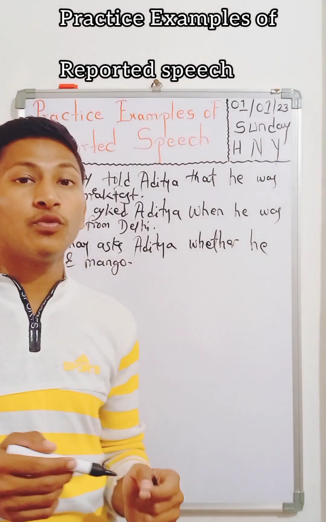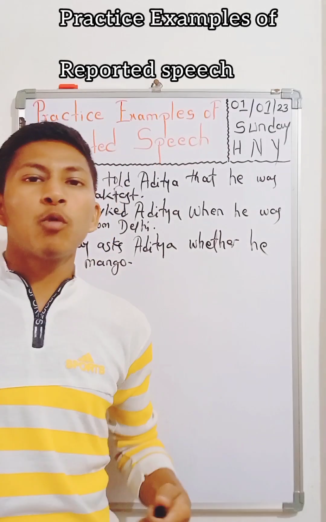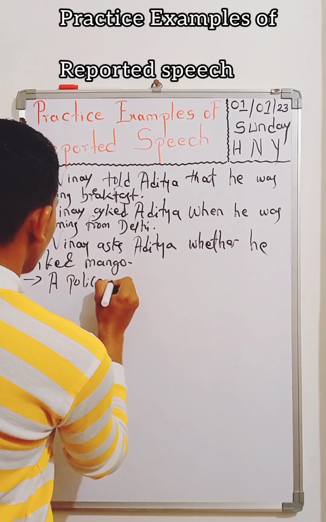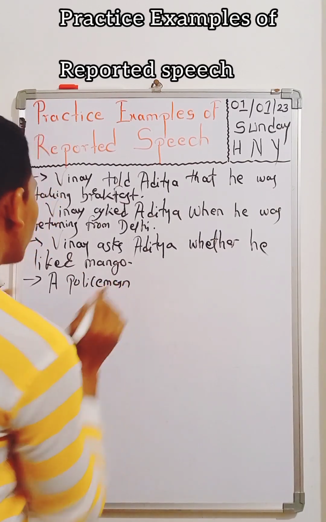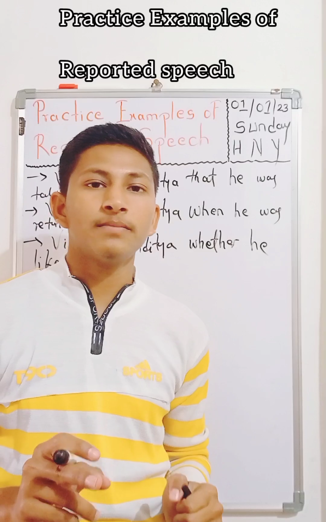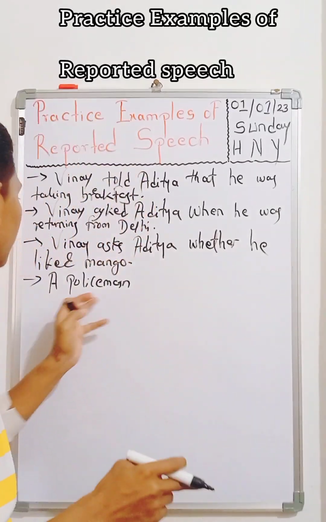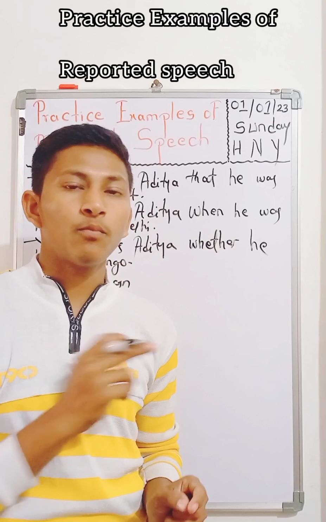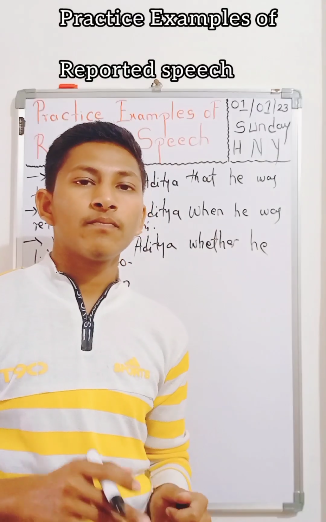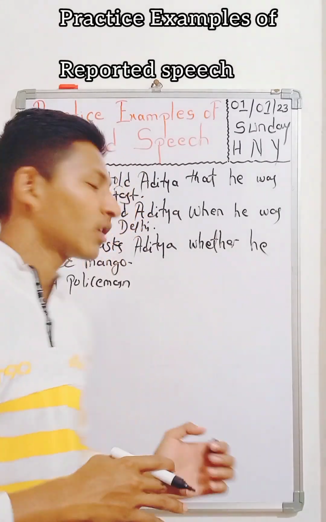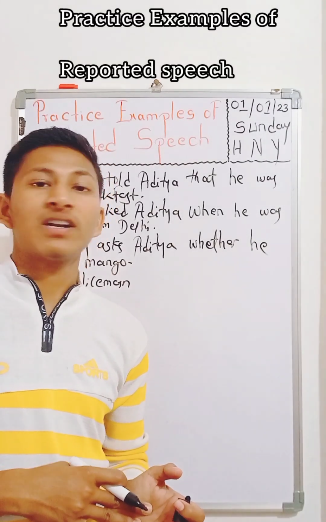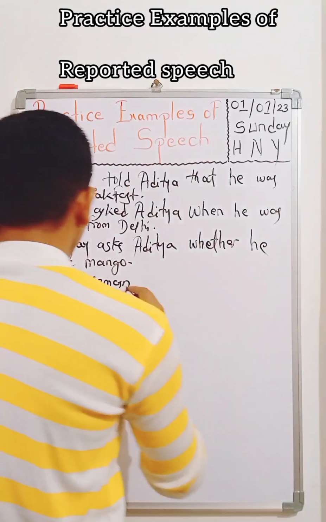So which will we take? A policeman. Okay, I have written here: a policeman say to his dog. Or instead of that, a policeman say to a constable, follow the car. Or chase the car or jeep. Okay.